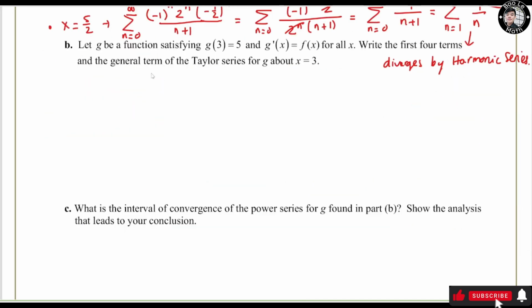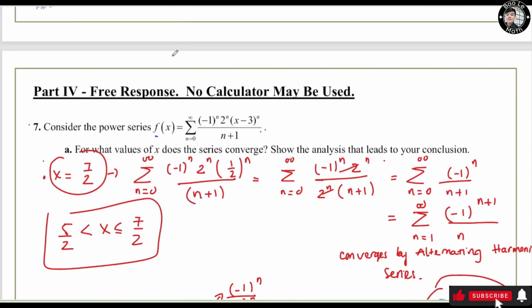Now let's move on to question B. Let g be the function satisfying g of 3 equals 5 and g prime of s equals f of s for all s. Write the first 4 terms and the general term of the Taylor series for g about s equals 3. So the function f of s is given by this one right here. We just copy this one down.